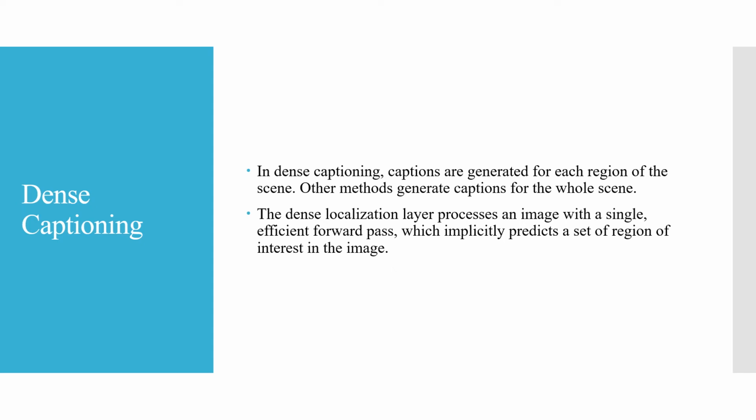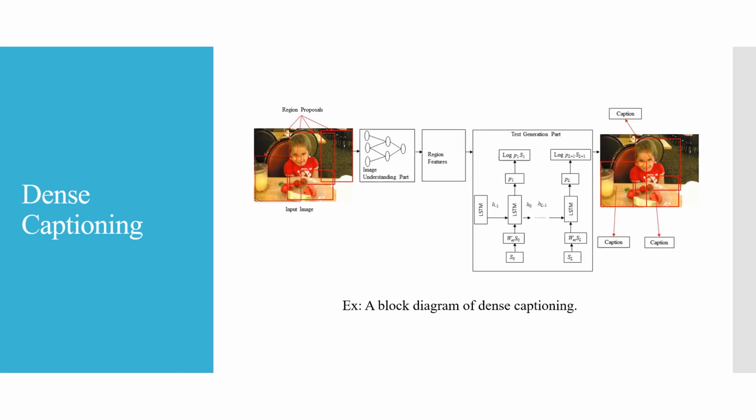Region proposals are generated for the different regions of the given image. A CNN is used to obtain the region-based image features. The outputs are used by a language model to generate captions for every region. And next we'll see a block diagram of dense captioning.